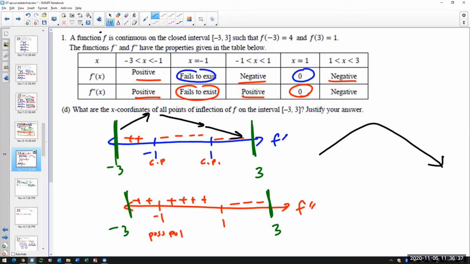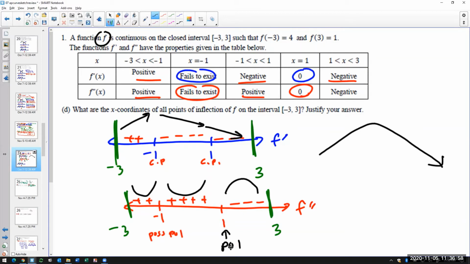I'm supposed to draw F, okay? So here I know F is concave up, F is still concave up, and F is concave down, okay? So what I'm gonna do is go find my POI, okay? So guys, if you look here, do you see my POI is actually at 1? Is everybody good? I have a POI at 1.